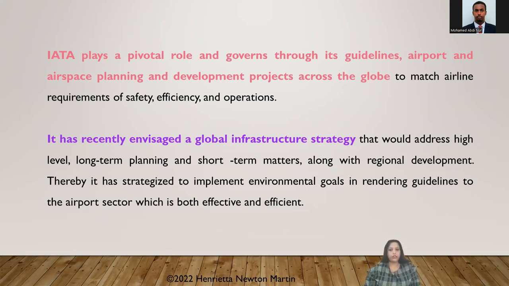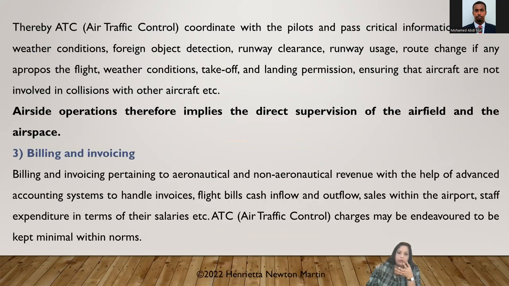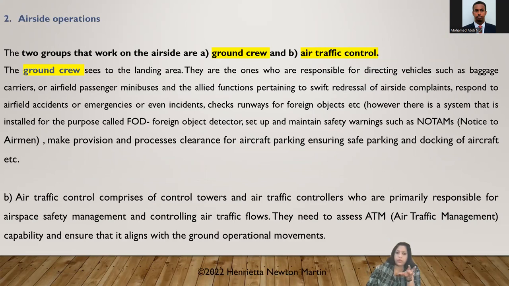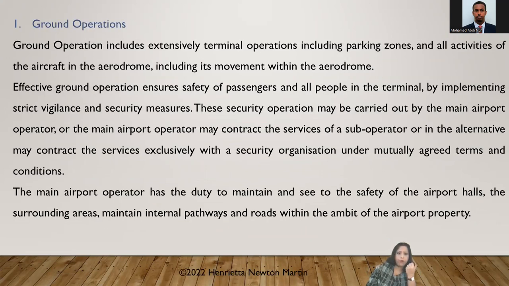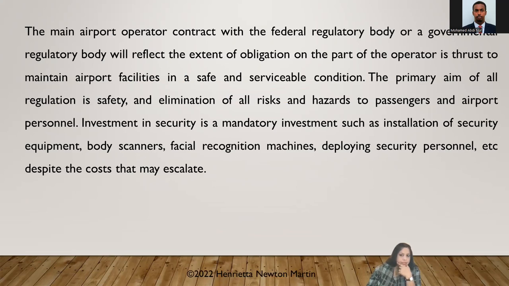It has recently come up with a global infrastructure strategy that will address high-level long-term planning and short-term matters along with regional development. Thereby, it has strategized to implement environmental goals further in rendering guidelines to the airport sector, which is both effective and efficient. So that is all for airport operations, how airport operations are actually carried out, and the four groups which are there, that is ground operations, airside operations, billing and invoicing, and IMS, along with QAS. So this is all about it. Let me know if you have any questions.